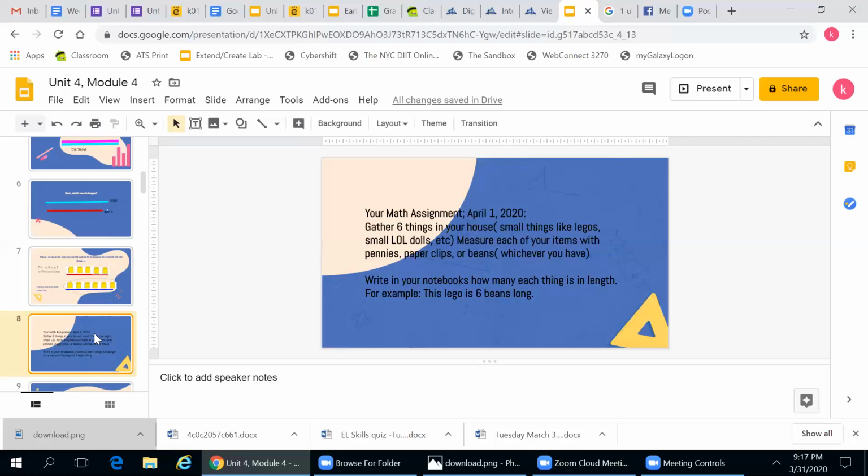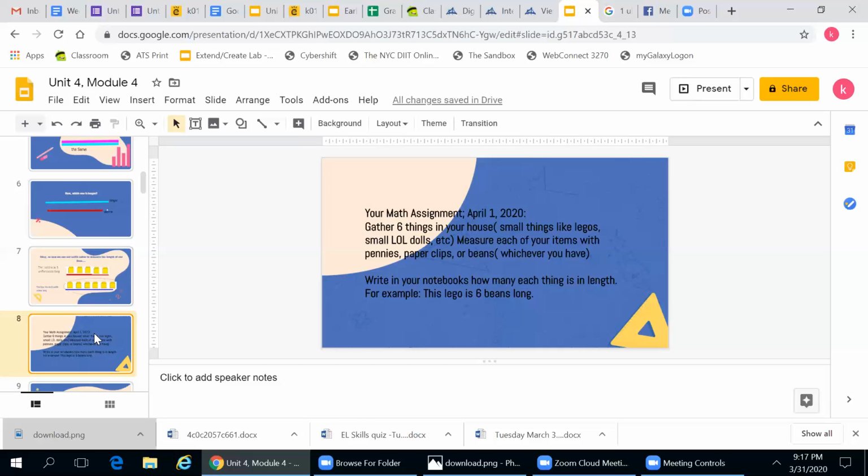And then in your notebooks, I want you to write each of these things and write what the length is. So how many pennies it took to make how long it was. So for example, if you have a Lego and you put 6 beans down to see how long the Lego is, then you're going to say the Lego is 6 beans long. Or if you have another Lego and you're using pennies and you say, oh, 7 pennies make up this Lego, then you're going to say this Lego is 7 pennies long. Okay, so you're going to use different types of materials in your house to practice length and measurement.